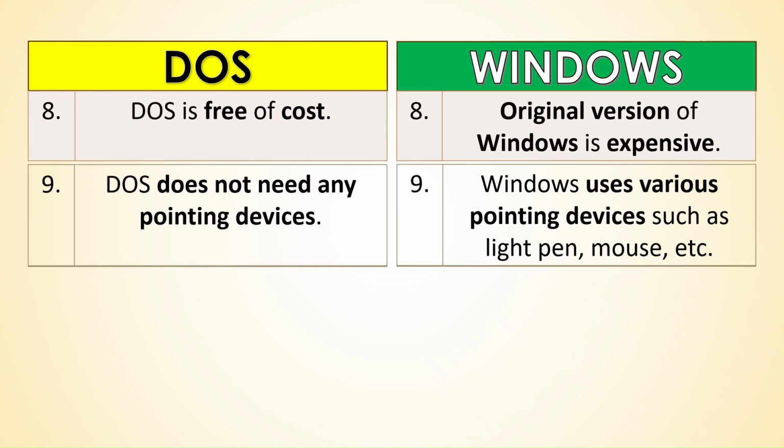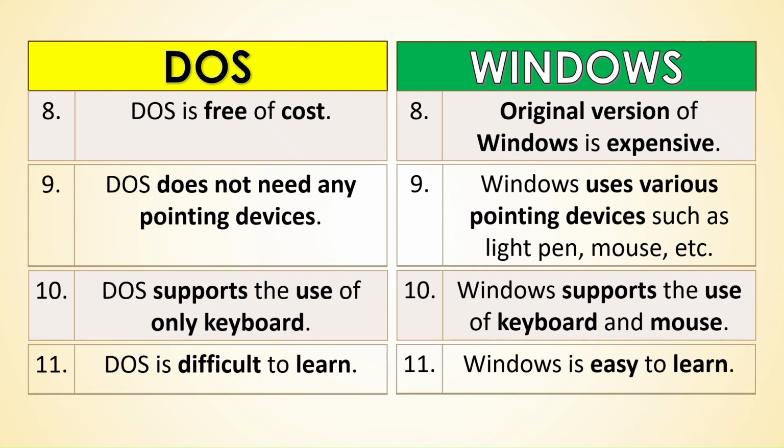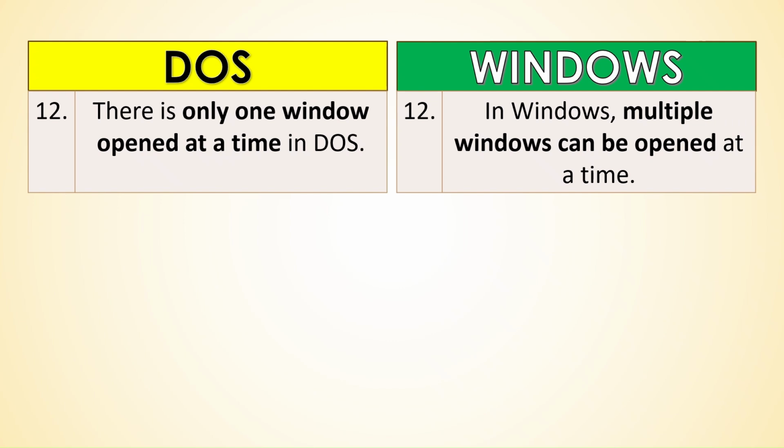DOS does not need any pointing devices. Windows uses various pointing devices such as light pen, mouse, etc. DOS supports the use of only keyboard. Windows supports the use of keyboard and mouse. DOS is difficult to learn. Windows is easy to learn. There is only one window opened at a time in DOS. In Windows, multiple windows can be opened at a time.